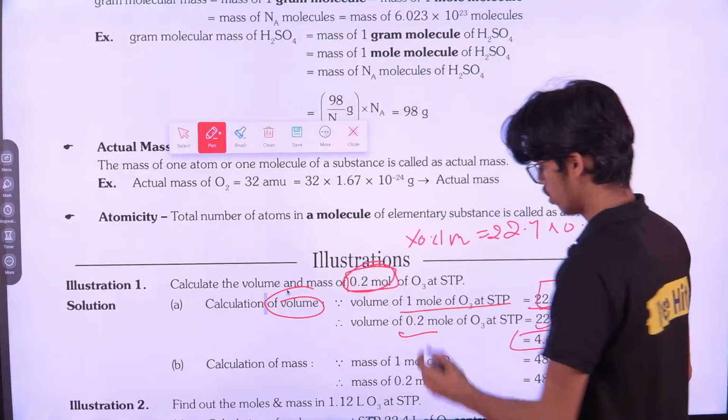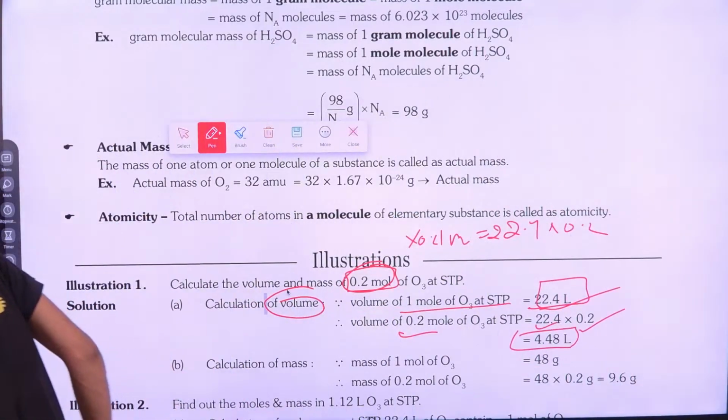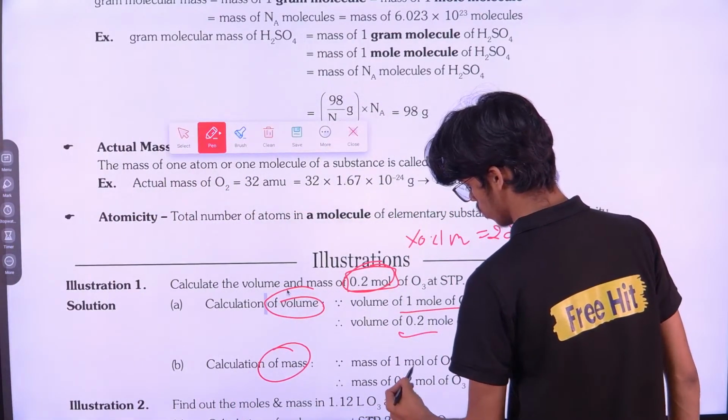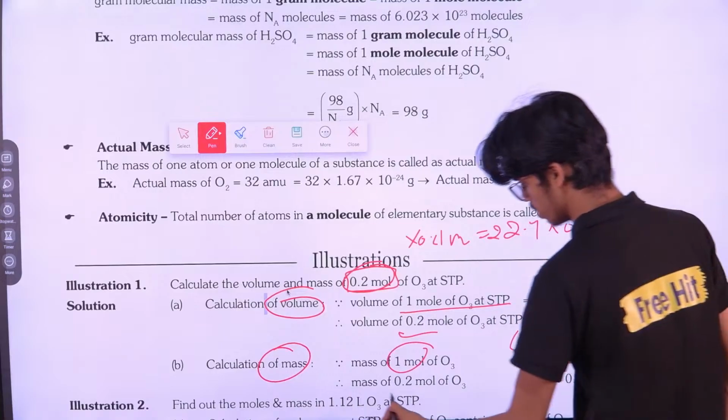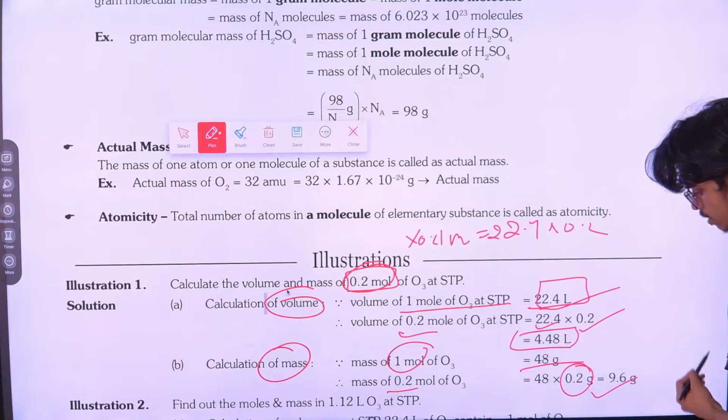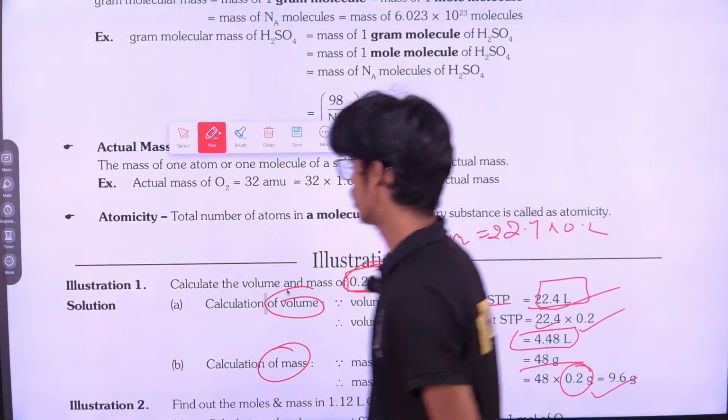Simple. Now, is there anybody who has answered? No, not now. Okay. And how do you calculate mass? So, 1 mole is equal to 48 gram, then it means 0.2 mole is equal to 48 into 0.2. Got it? That's it, 9.6 gram.